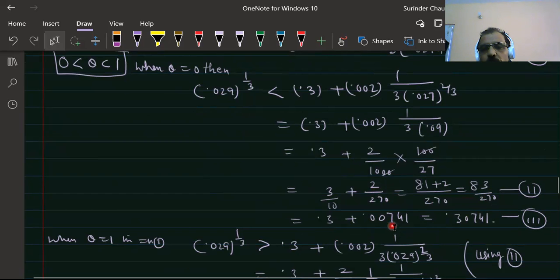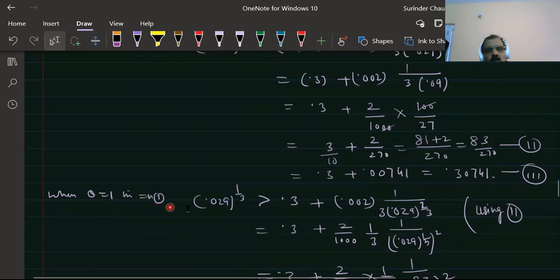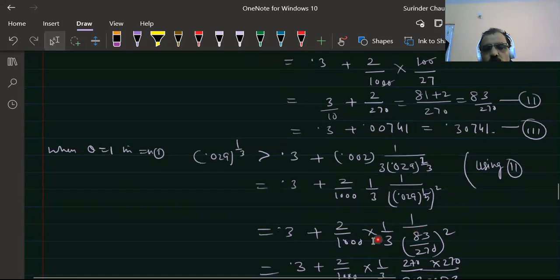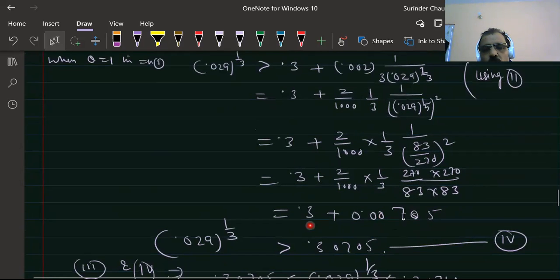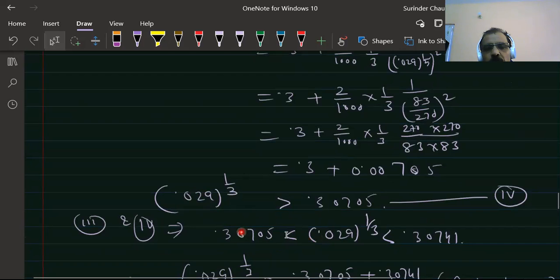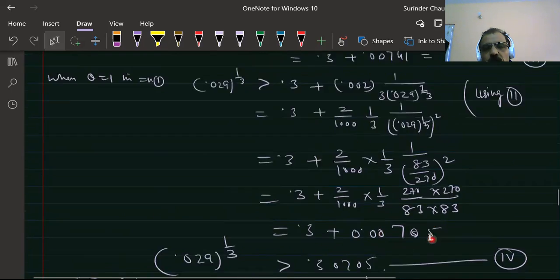equal to 0.3 plus this, which is 0.3017114. Similarly, when theta is equal to 1, this will become greater than this. Again, we have a larger value, so this will become smaller. So substituting the value, the expression is equal to 0.3075. Now again, this is the smallest value, smaller than this, and this is greater than this.